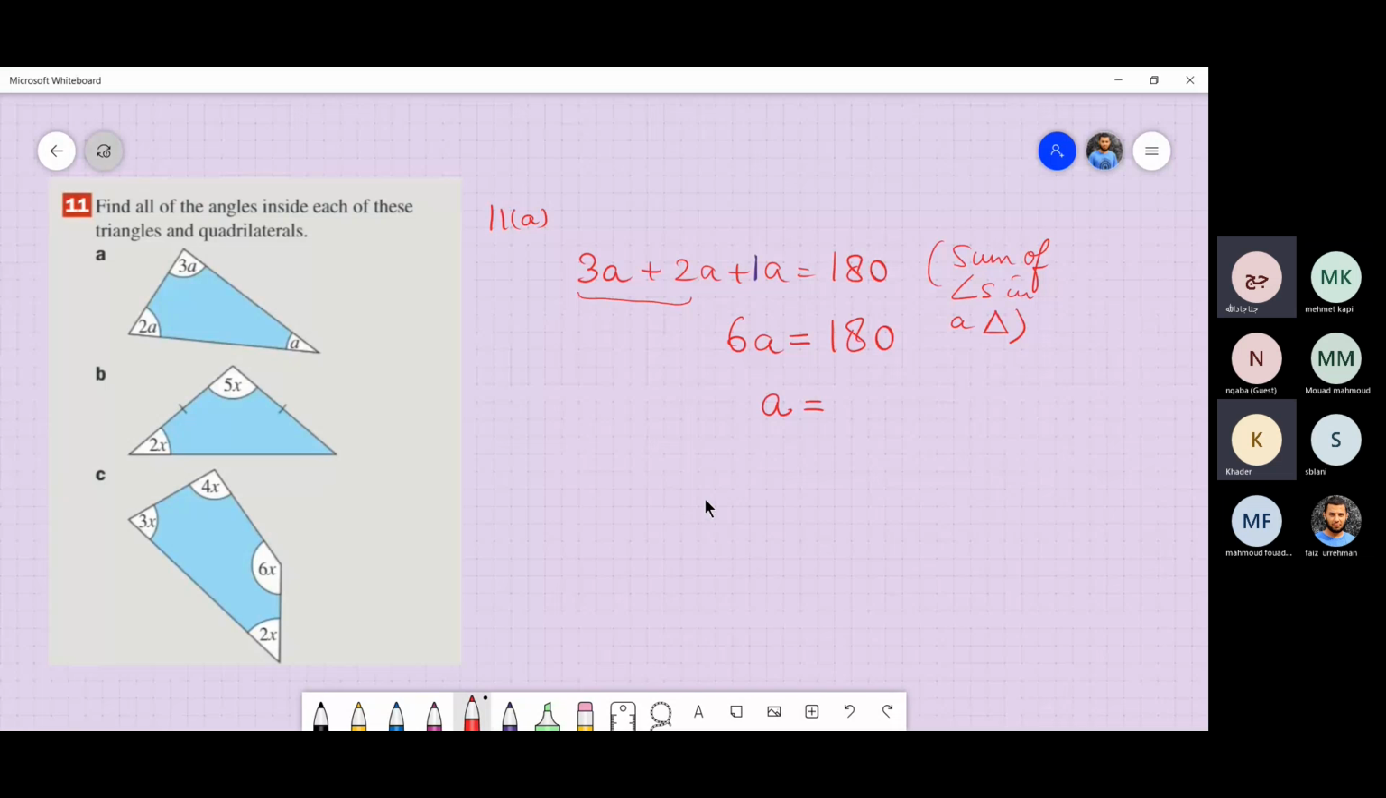We do 180 divide 6. Exactly. What will we get? 30. So A will be 30.